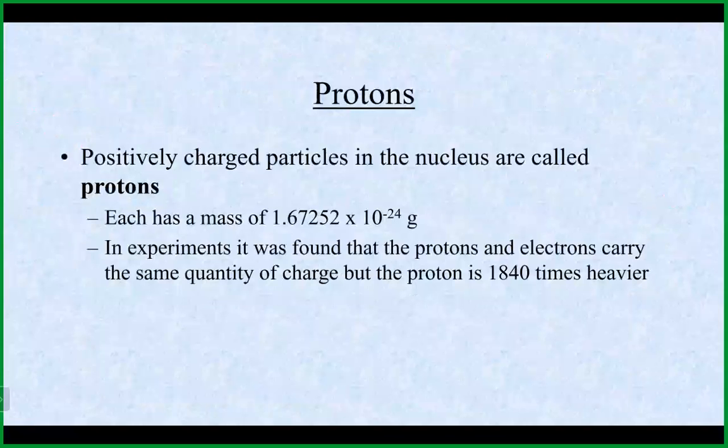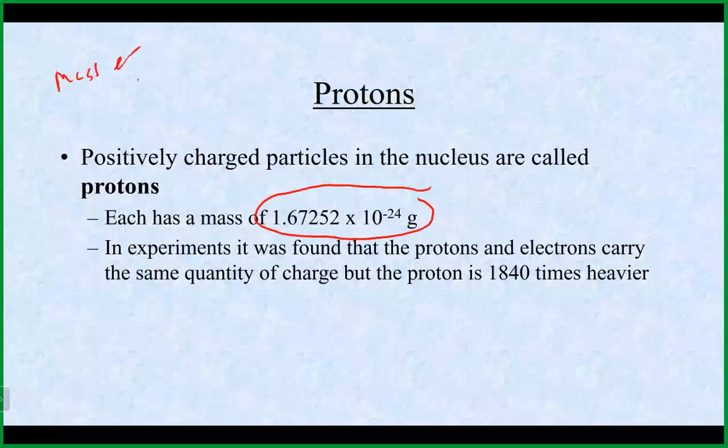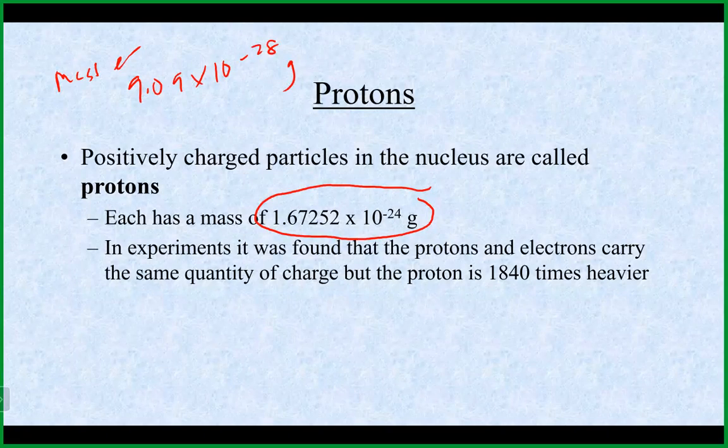So the idea of these positively charged particles, they basically felt that within the nucleus, they call those positively charged particles protons. Protons have a mass of 1.67252 times 10 to the minus 24 grams. And if you remember, the mass of an electron is 9.09 times 10 to the minus 28 grams. Which one's larger? Yeah, a proton is about 1,840 times heavier than any electron.